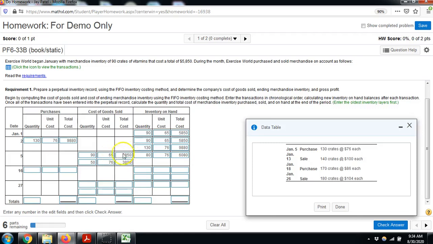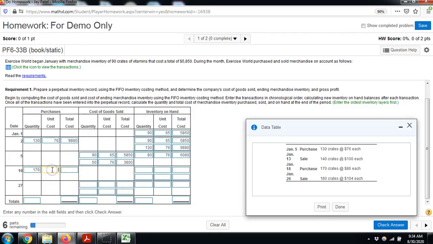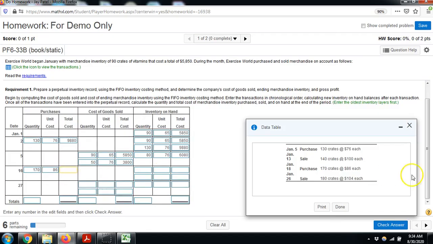We sold 140. And so now we're moving on to the next transaction, which is another purchase of 170 at $86 each. So 170 units, $86 each. 170 times 86 is $14,620. Okay, so now we have two layers. We have this 80 units at $76 each, and then we have these new units that we just purchased.